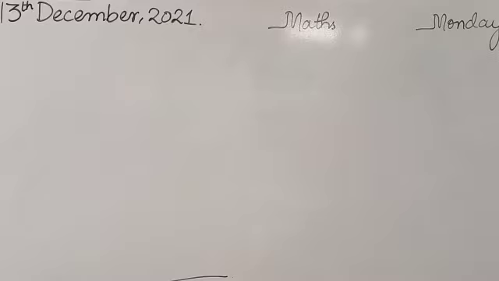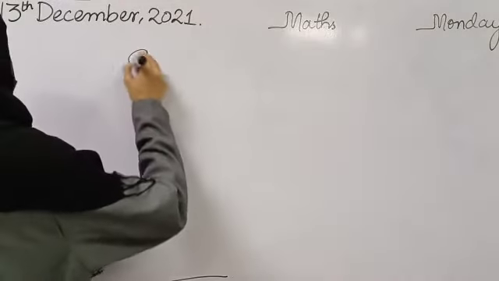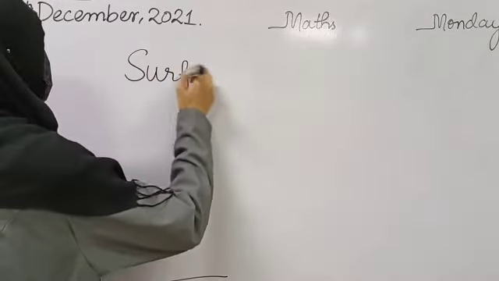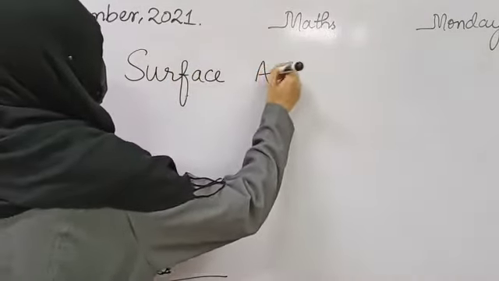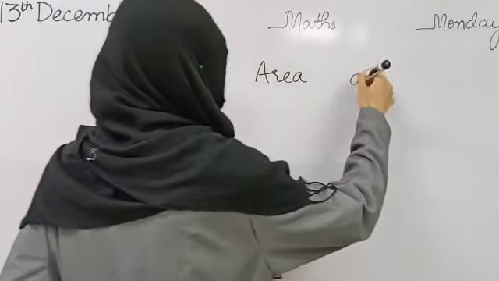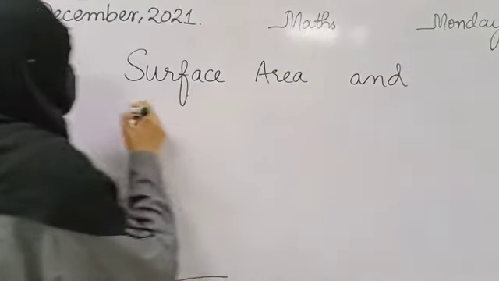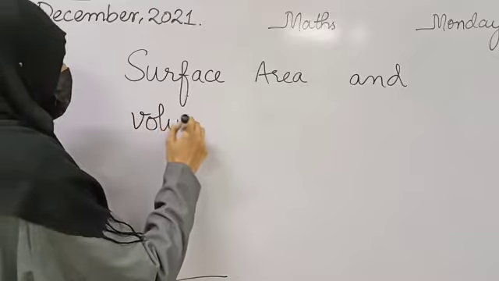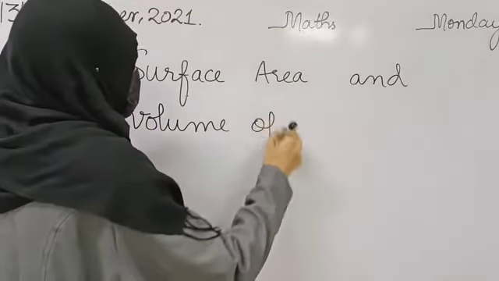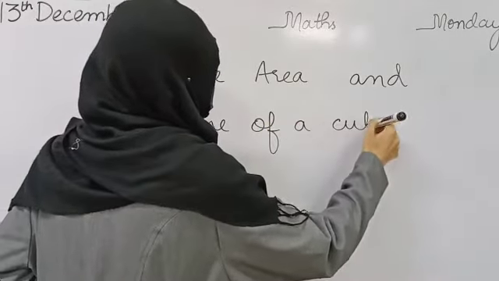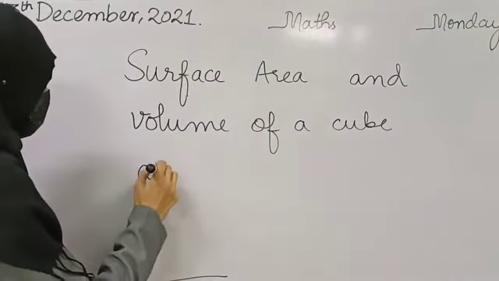Fine. Okay. What was the previous topic? The topic was surface area and volume of a cube and cuboid. Okay?